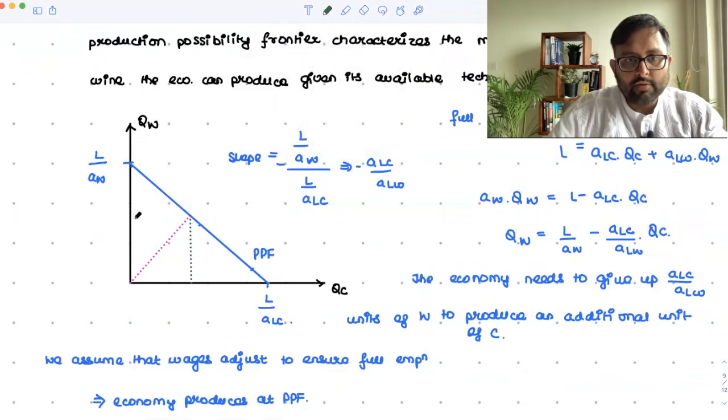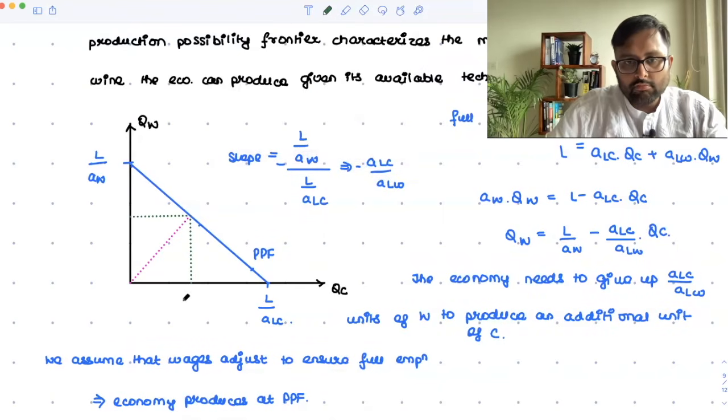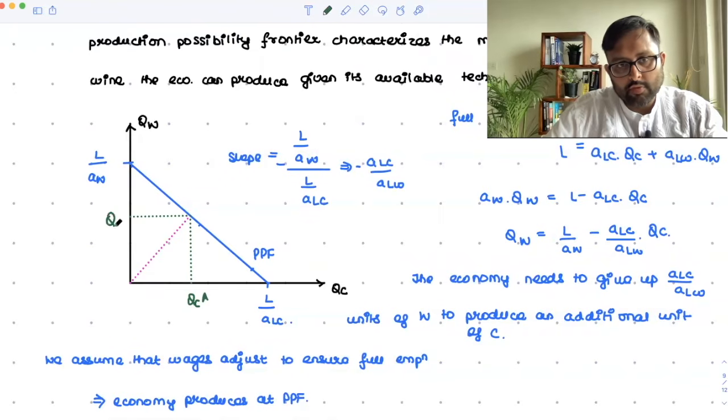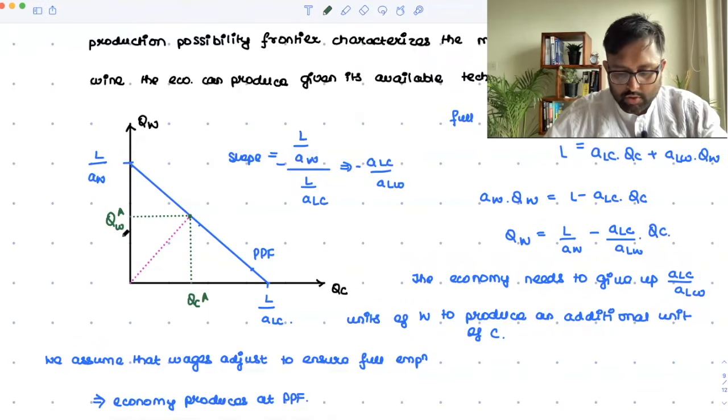That is, this much of QC will be produced in autarky, and this much of QW is going to be produced in autarky. So the slope in the autarky equilibrium is going to be your QWA by QCA. So this is about the autarky equilibrium.